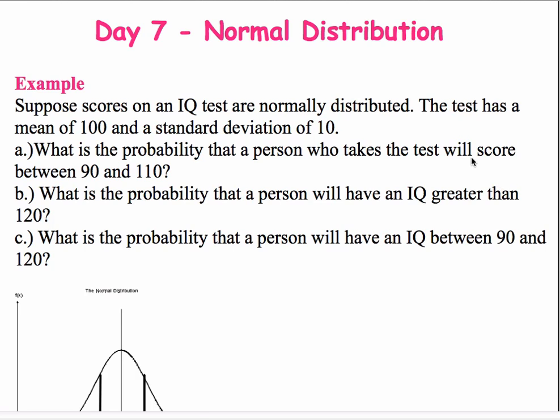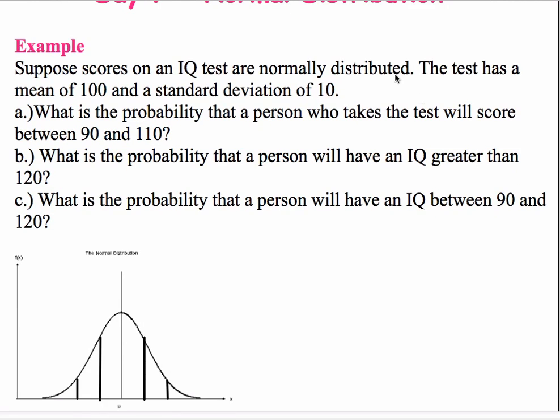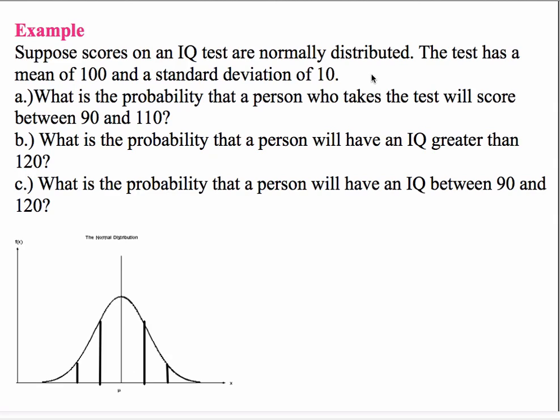So on to some examples. Suppose scores on an IQ test are normally distributed. The test has a mean of 100, standard deviation, sometimes called S or sigma, of 10. Okay, so if the standard deviation is 10 and the mean is 100, then 100 is right here in the middle. Here's going to be 110, and there's going to be 90, and there's going to be 120 and 80 and so forth.